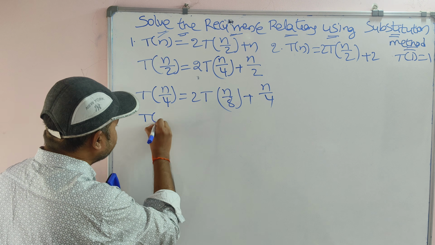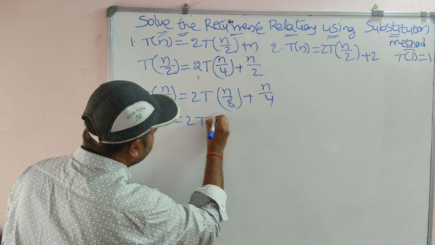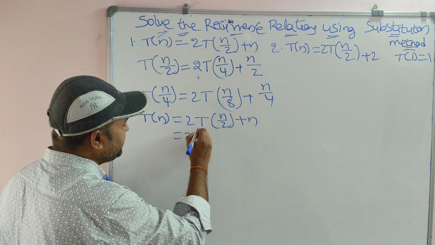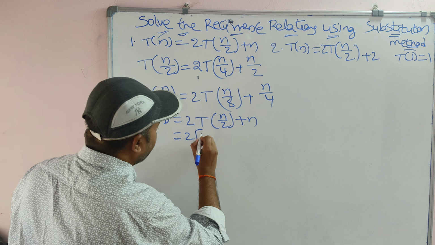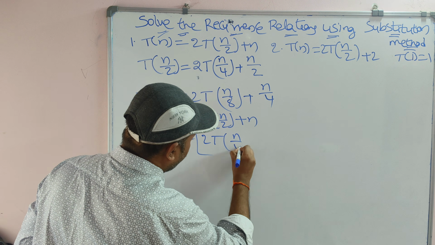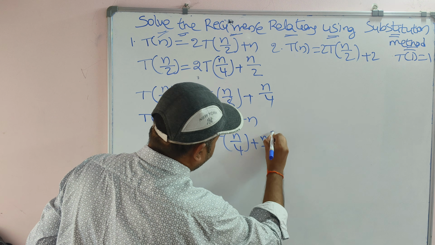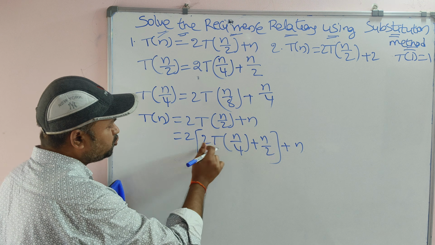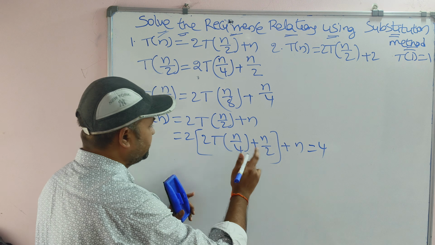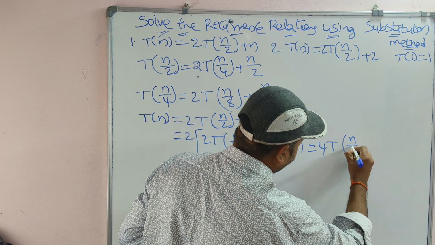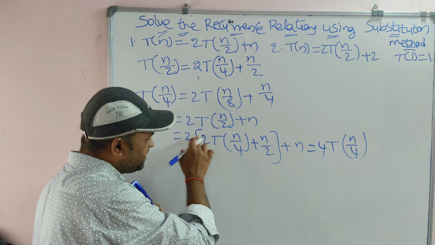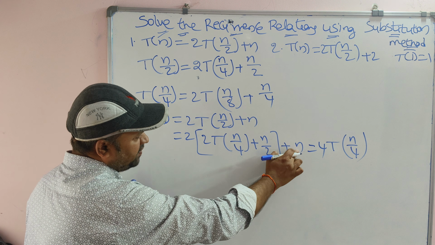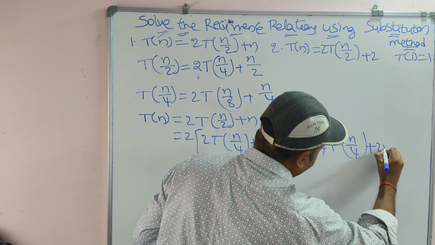So what is the recurrence relation that is given? T(n) = 2T(n/2) + n. 2 into what is T(n/2)? Already we know T(n/2) is 2T(n/4) + n/2. Additionally we have n, plus n. So 2 into 2 means 4, so 4 into T(n/4), plus multiply 2 with n/2, then 2 will be cancelled, so plus n. Here we have one more n. So n plus n means 2n.